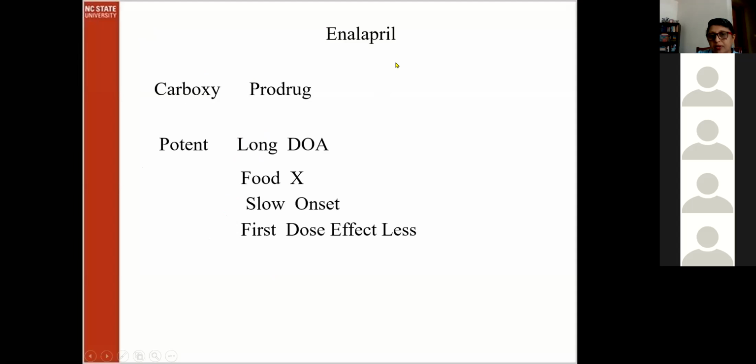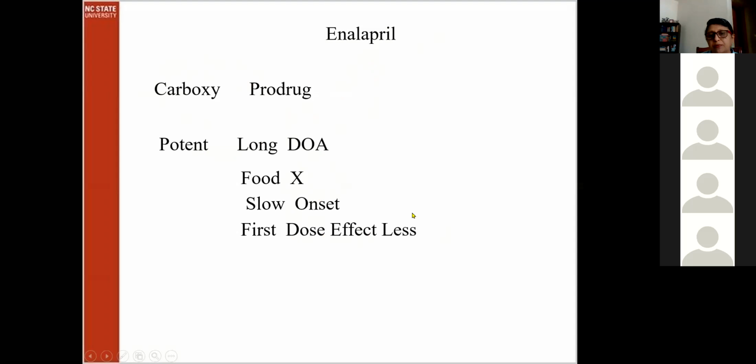Again, we will come to enalapril. It has a carboxy group, and I told you it is a prodrug. It is also potent. It has a long duration of action, and it can be given orally. Food does not interfere with its absorption, and it has a slow onset. First dose effect is less.